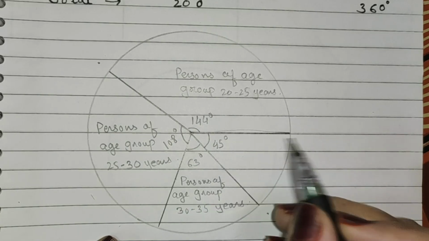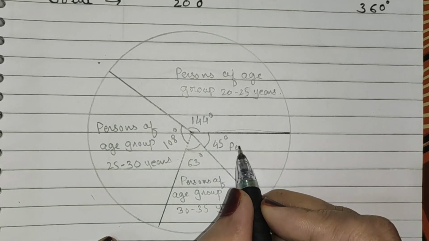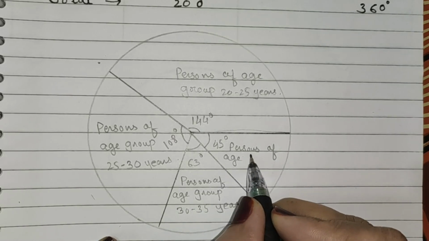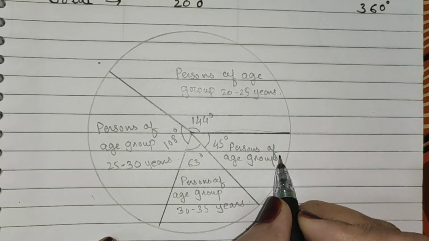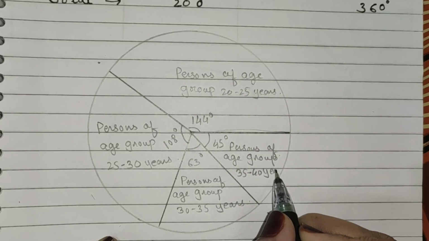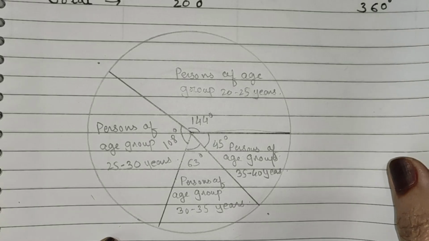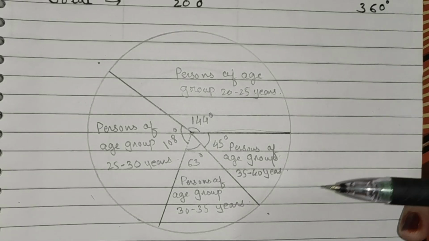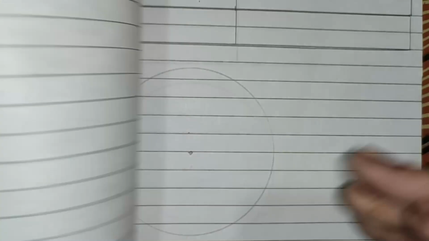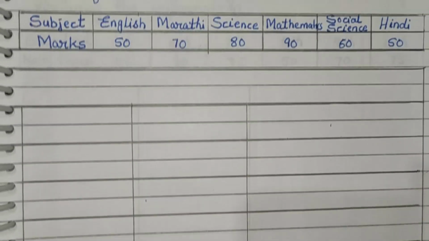Central angle is 45 and it is of persons of age group 35 to 40 years. Now on the basis of the table, the pie diagram is drawn here. Now look at next question.